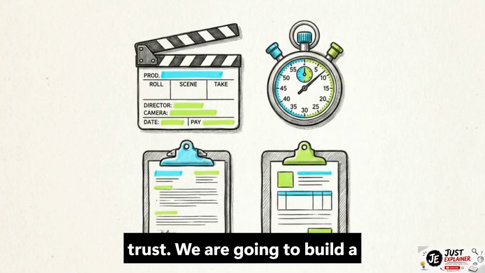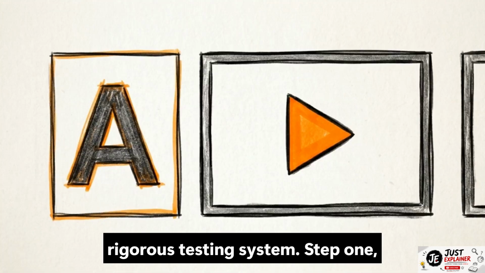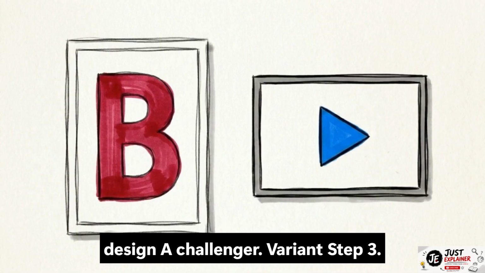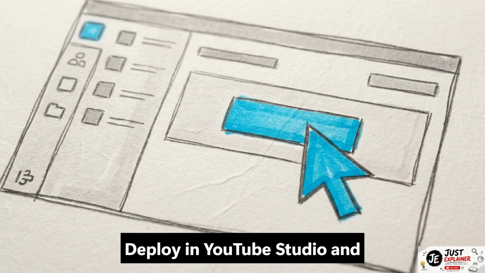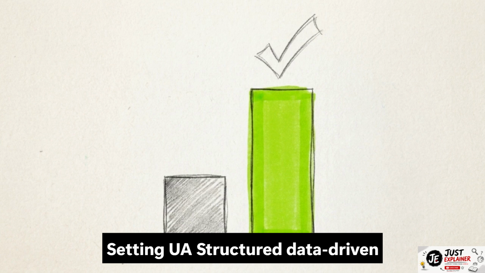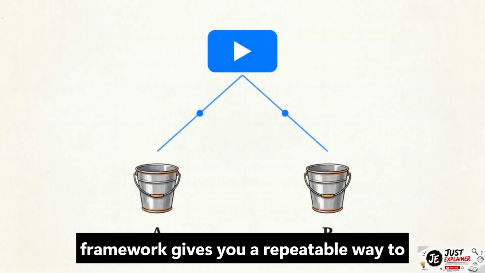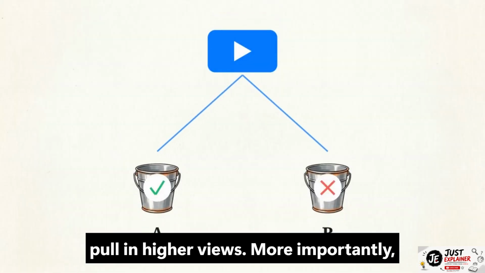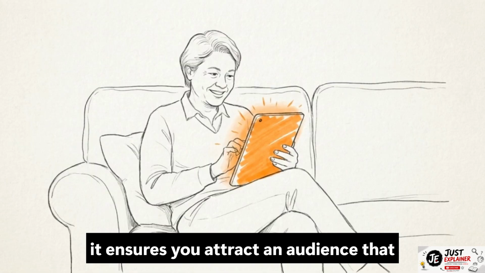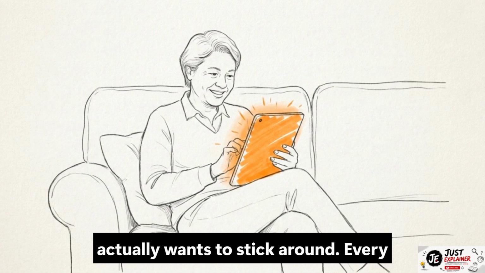We are going to build a rigorous testing system. Step 1. Establish a baseline control. Step 2. Design a challenger variant. Step 3. Deploy in YouTube Studio and scientifically evaluate the winner. Setting up a structured, data-driven framework gives you a repeatable way to pull in higher views. More importantly, it ensures you attract an audience that actually wants to stick around.